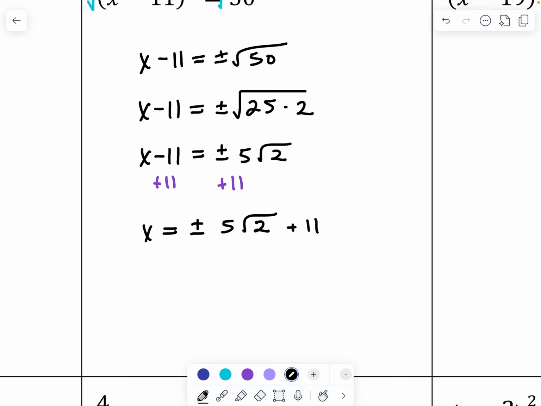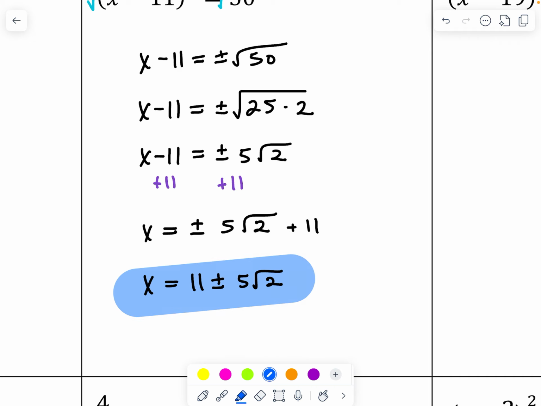Now, here's the way we traditionally write this. Write noun before the verb. We're going to put the whole number before the root number. So I'm actually going to rearrange this as 11 plus or minus 5 root 2. And that is how we write this.